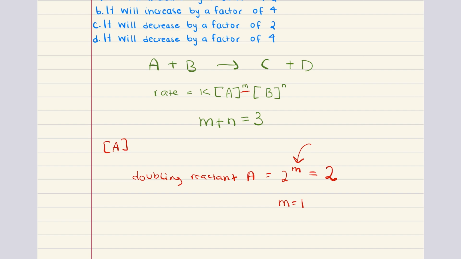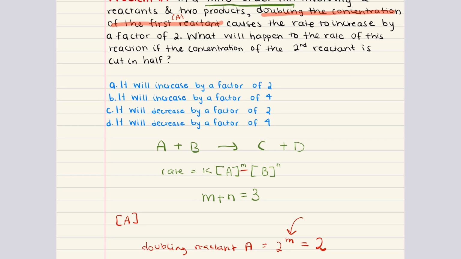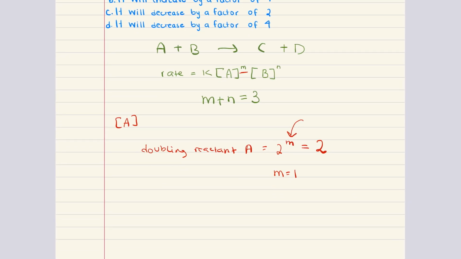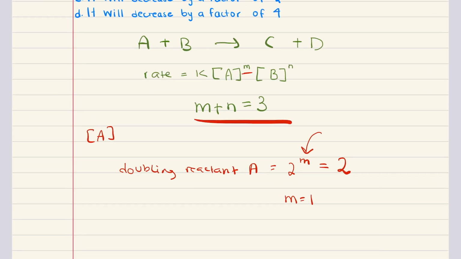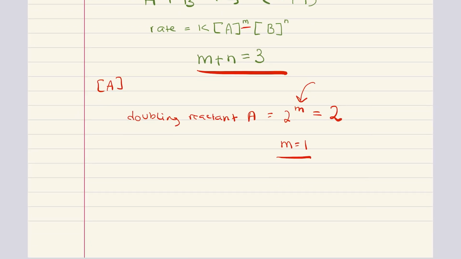Now, we need to determine what happens to the rate when the concentration of that second reactant is halved, because this is what the problem is asking. This means that we can now begin to figure out what the order n is. We know that m plus n equals 3. And we know now that m is equal to 1. So with these two pieces of information, we can easily figure out n, right? 1 plus n equals 3, and n has to be equal to 2. Therefore, the order with respect to the second reactant must be 2.